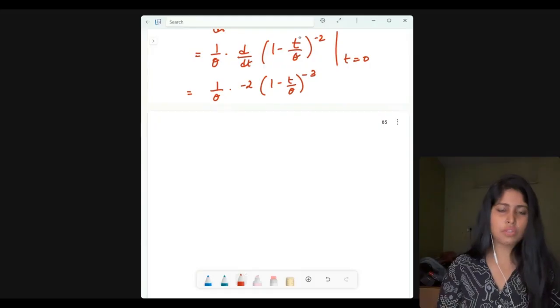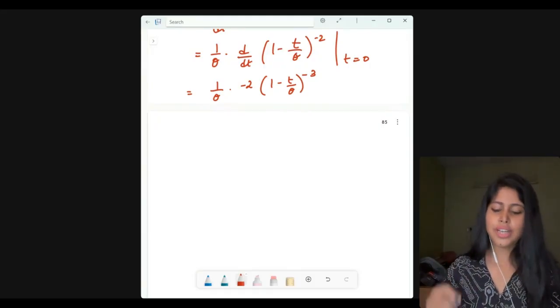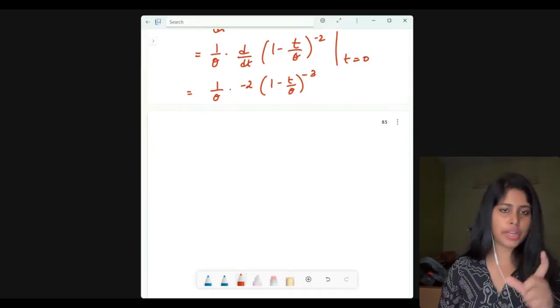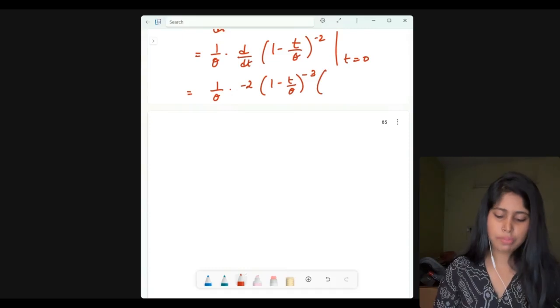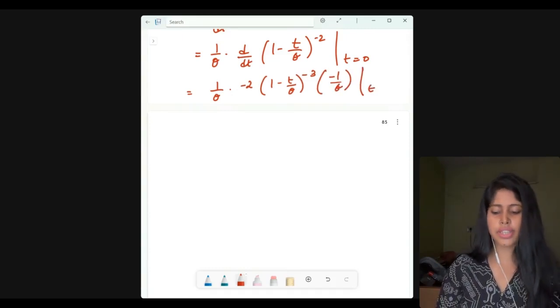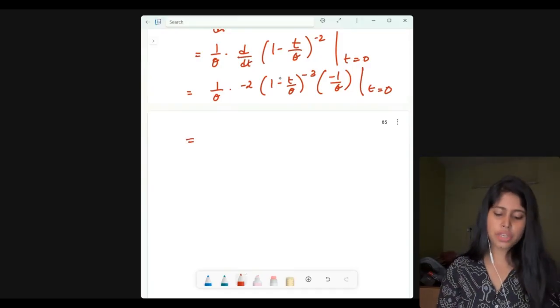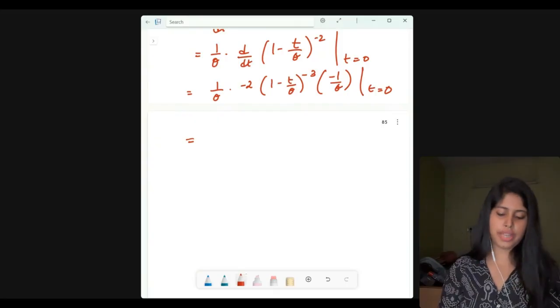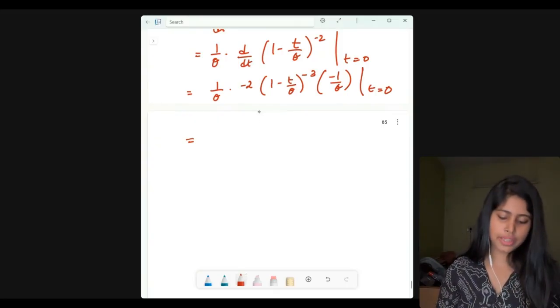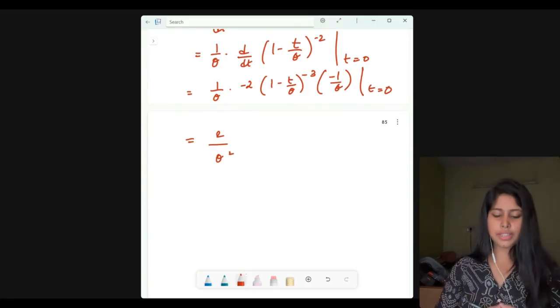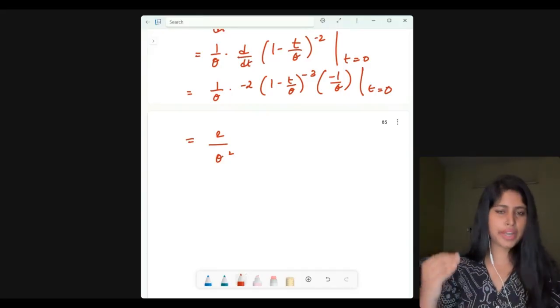And what is the derivation of this? We are applying the chain rule, you can understand, right? So what is the derivation of this part? It is only minus 1 by theta, right? So let me write minus 1 by theta, and everything where t will be equals to 0. Basically if t is equals to 0, this will be 0 by theta, this will be cancelling out, and from here we will be getting 2 by theta square. So from here we can understand that this is our expectation of x square.